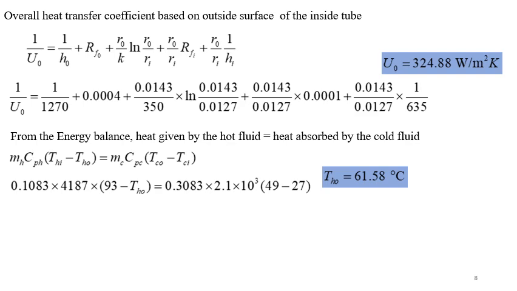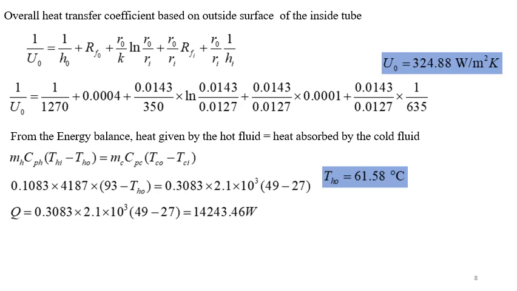Once you calculate TH naught, because you know the values of delta T, you can calculate the amount of heat absorbed by the cold fluid by equating mC CpC into delta T. So it is 14243.46 watt. That is the value of Q. Once you calculate Q and U naught, the next thing remaining: Q is equal to UA into LMTD. LMTD you have to calculate.